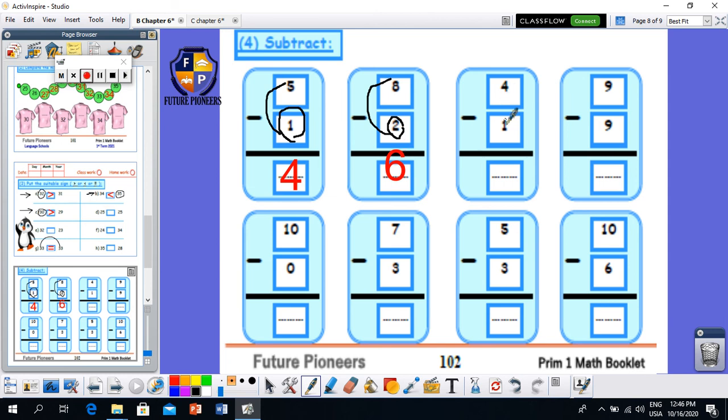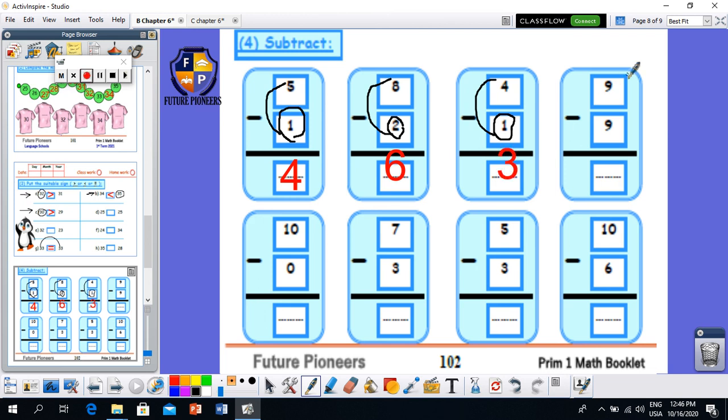4 minus 1. Which is smaller, 4 or 1? Great job. 1 is smaller than 4. So I will keep 1 in our mind and count after 1 to reach 4. After 1, 2, 3, 4. So how many raised fingers do we have? 3 fingers. So 4 minus 1 equals 3.